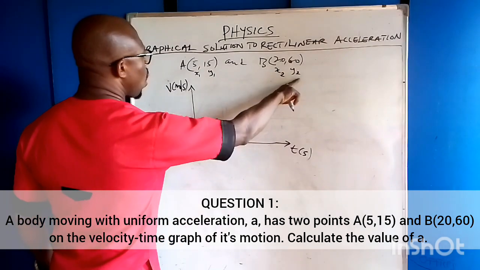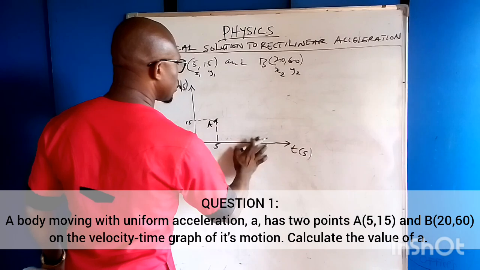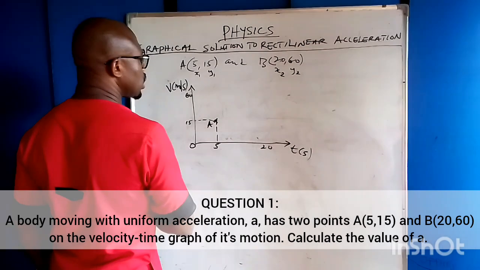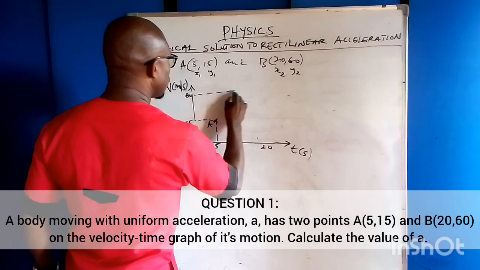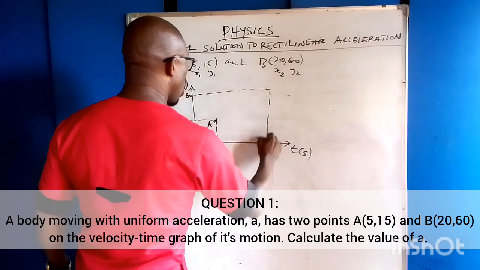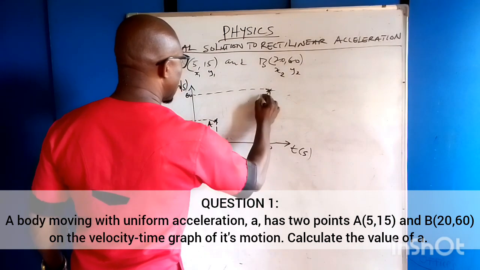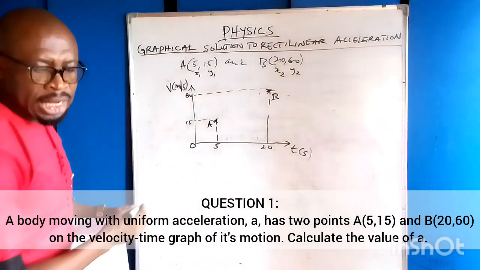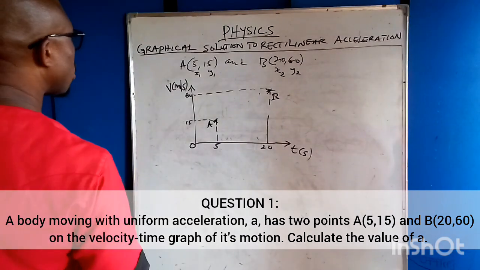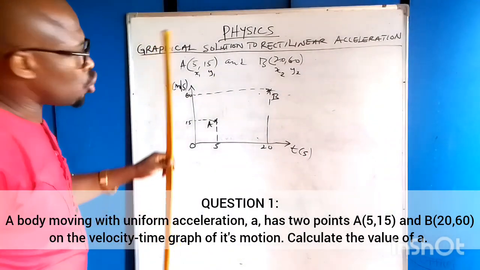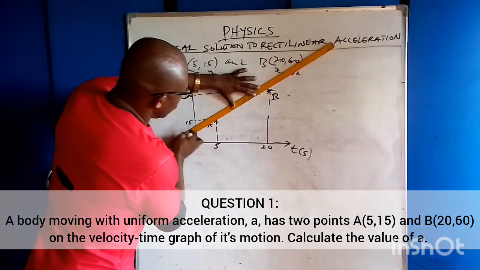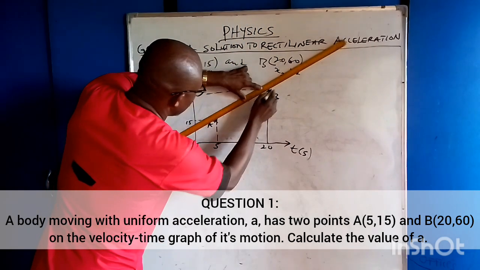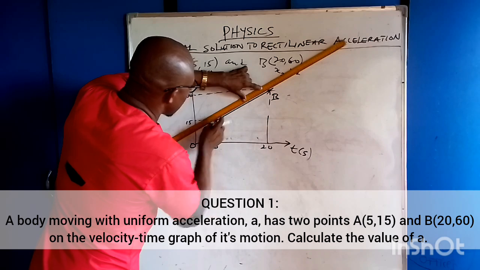The second one, X2, is 20, and Y2 is 60. We plot 20 here and 60 here, and then trace from here up to here. So we have this as our point B. Now all we need to do is join those 2 points, and this is what we now have.